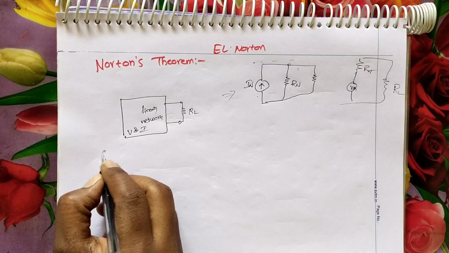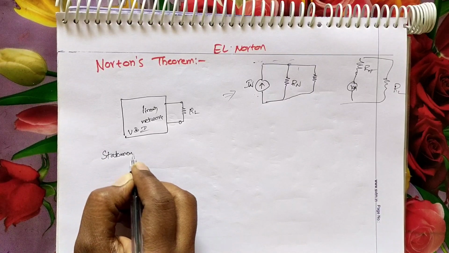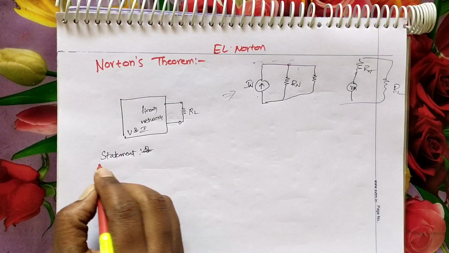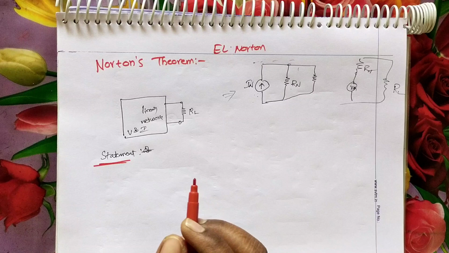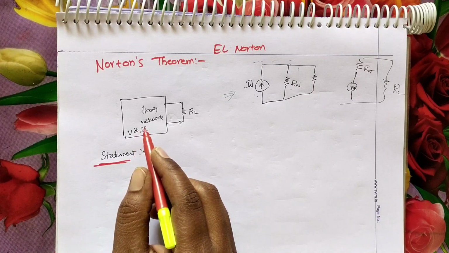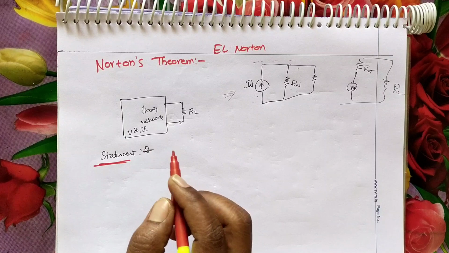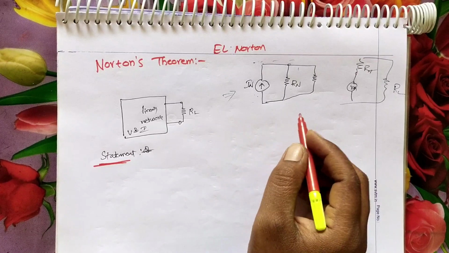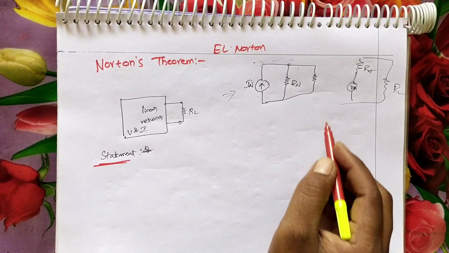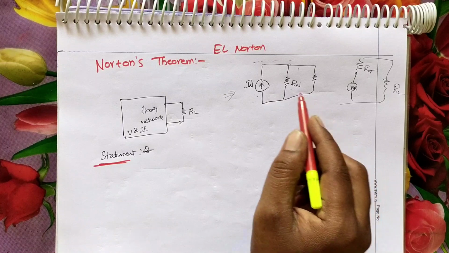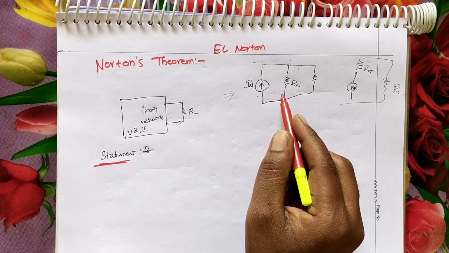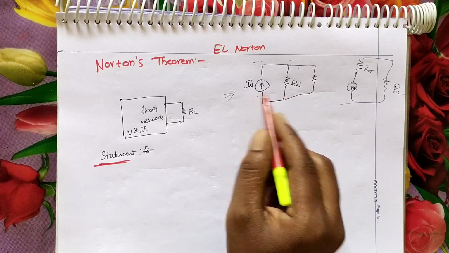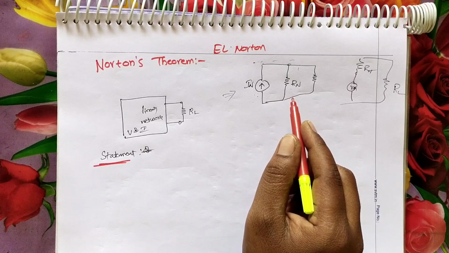Now we go for the statement of Norton's theorem. Let us discuss it. Any two-terminal linear bilateral network containing a number of voltage sources and resistances can be replaced by an equivalent circuit consisting of a current source IN in parallel with a resistance Rn. That is, the current source may be represented as Norton's current and the resistance as Norton's resistance.